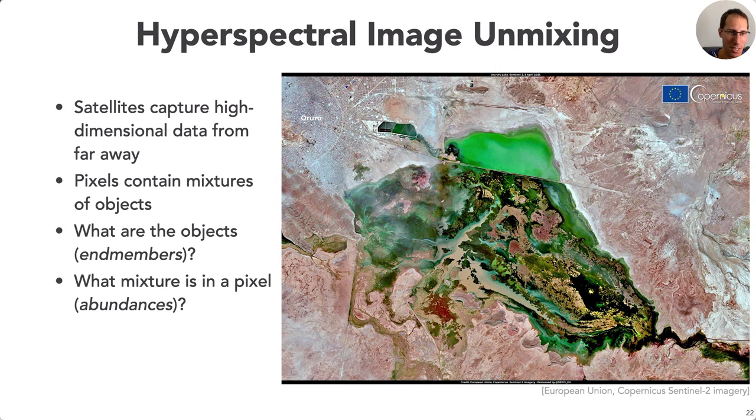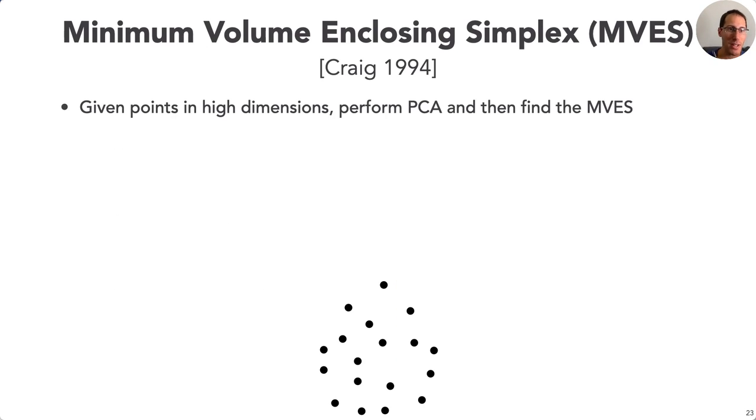And so the terminology in hyperspectral image unmixing is endmembers, and for us those are handles, and for them it's abundances, and for us it's weights. And the observation that the minimum volume enclosing simplex gives a nice solution is due to Craig from 1994. The proposal was perform PCA and then find the minimum volume enclosing simplex.